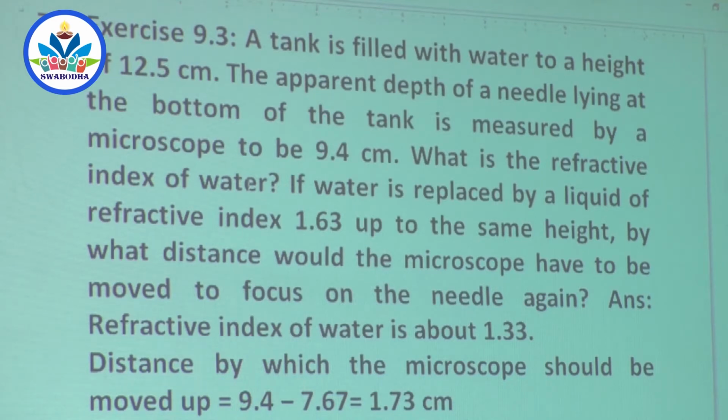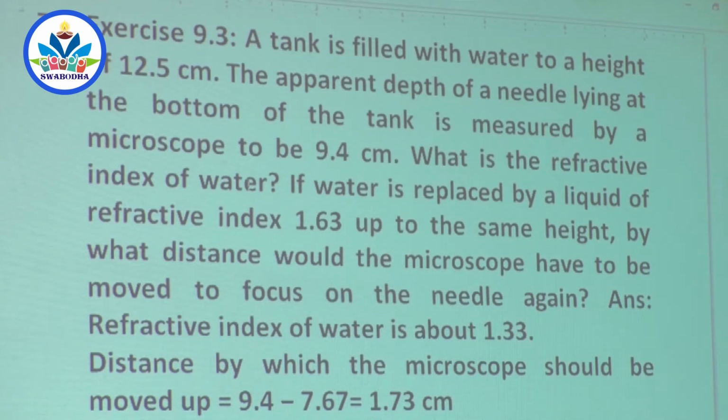So apparent depth is measured to be 9.4. What is the refractive index of water? If the water is replaced by another liquid of refractive index 1.63, then by what distance should the microscope be moved to focus the needle again? So the answer is given. Refractive index of water is 1.33, and the distance by which the microscope should be moved is given. So a pin is placed inside the beaker and the tank is filled with water to a height, and the pin is inside the beaker.